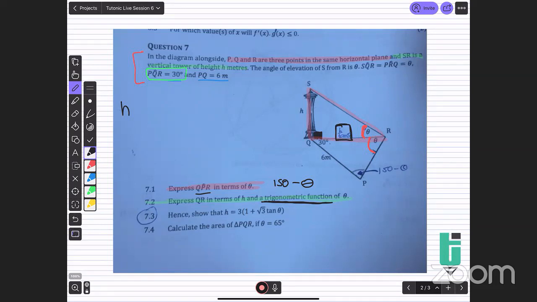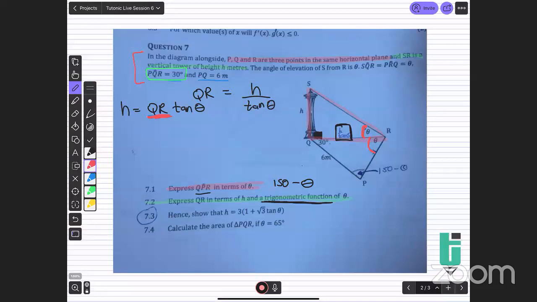h over tan theta. But they want you to solve for h, right? So what do you know about h? We know that QR is equal to h over tan theta, right? So therefore h is just equal to QR times tan theta. Do you agree? Mm-hmm. Okay. But now we have to find another expression for QR. Do you agree? Yeah. So we use the bottom triangle. Yes. So how can you find another expression for QR?